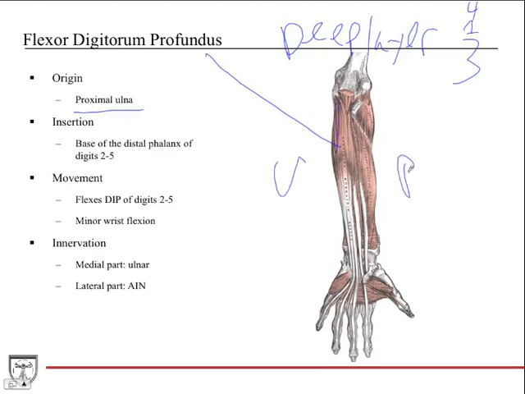So this is the ulna side, this is the radial side. It has a nice broad proximal attachment to the ulna. Then the insertion is the base of the distal phalanx of digits 2 through 5.